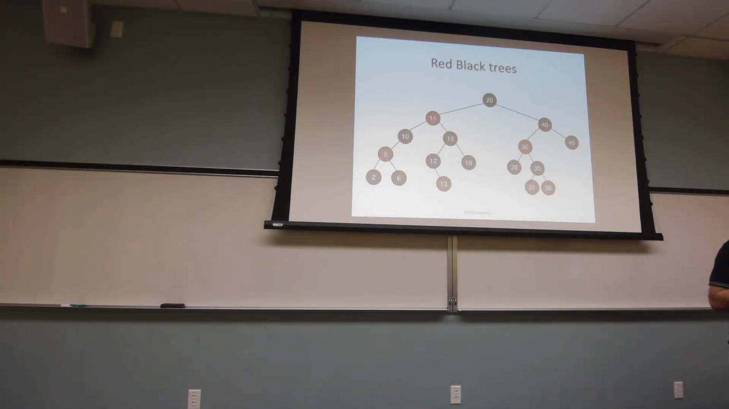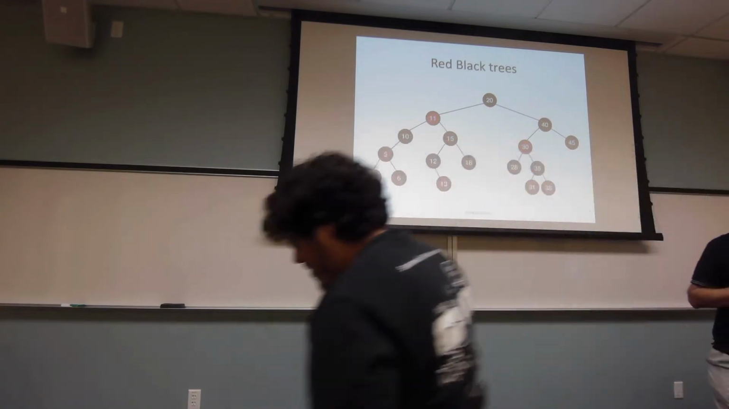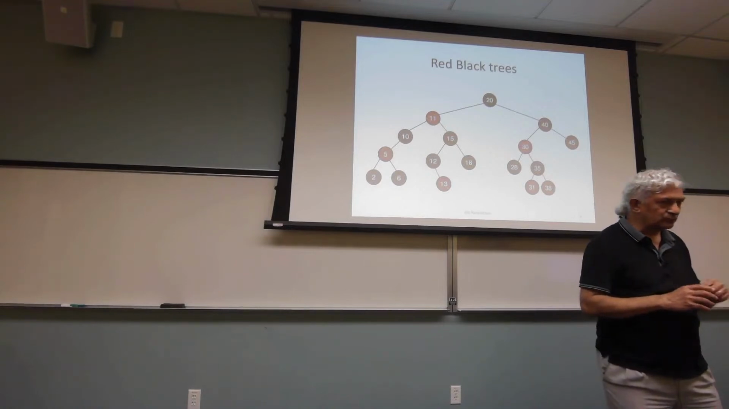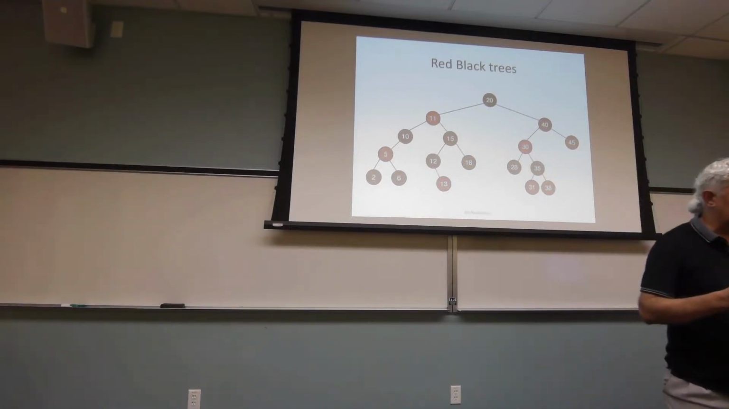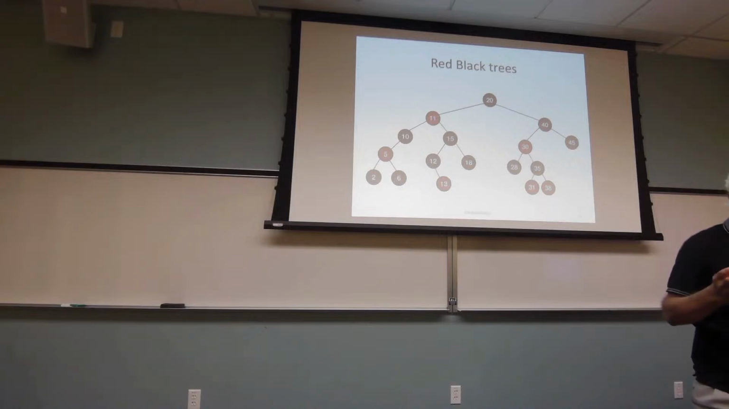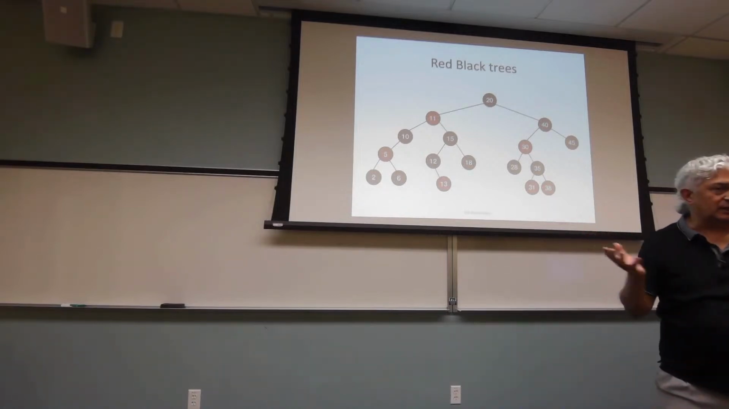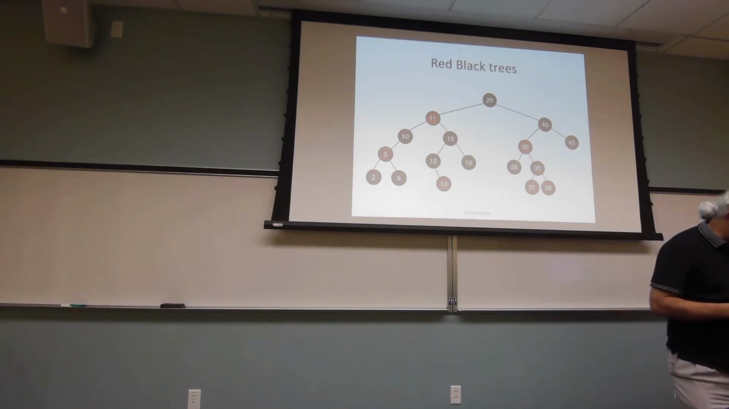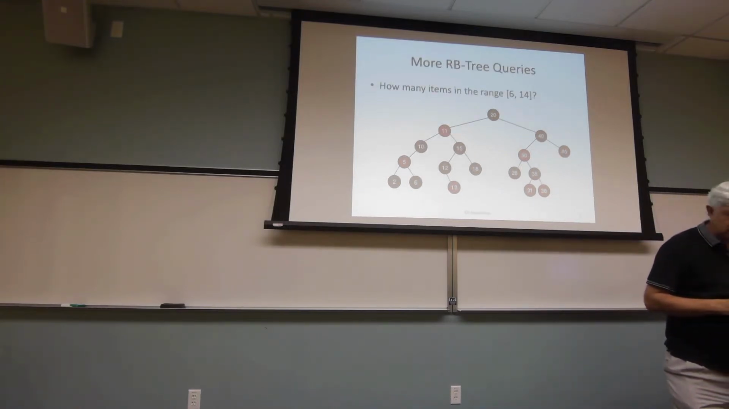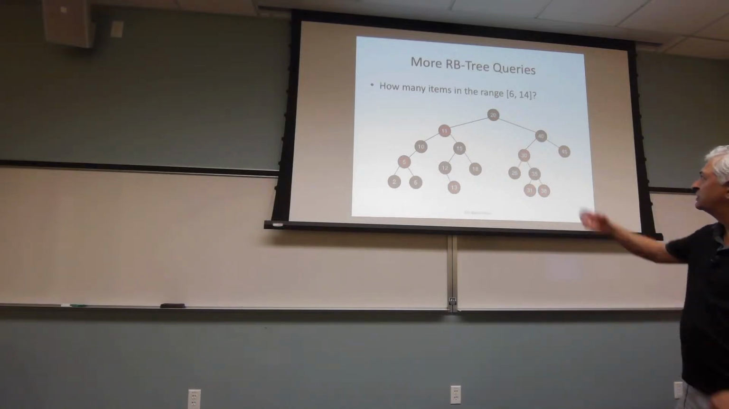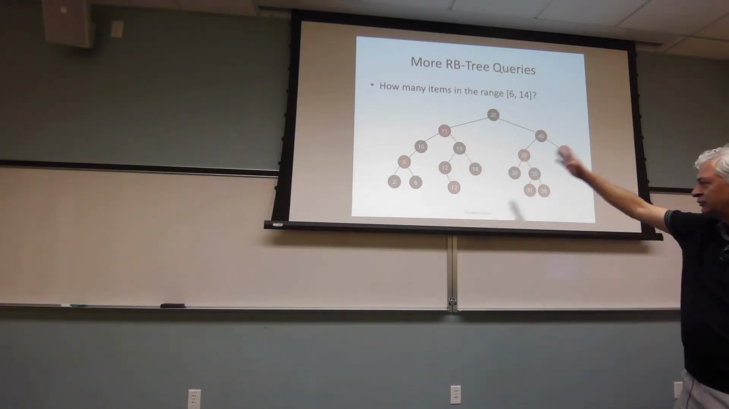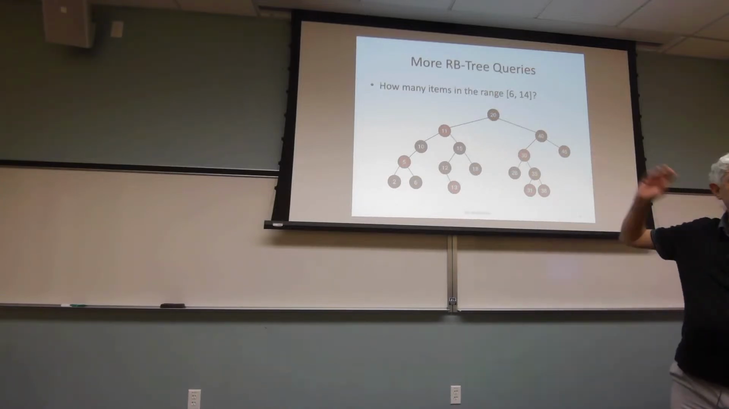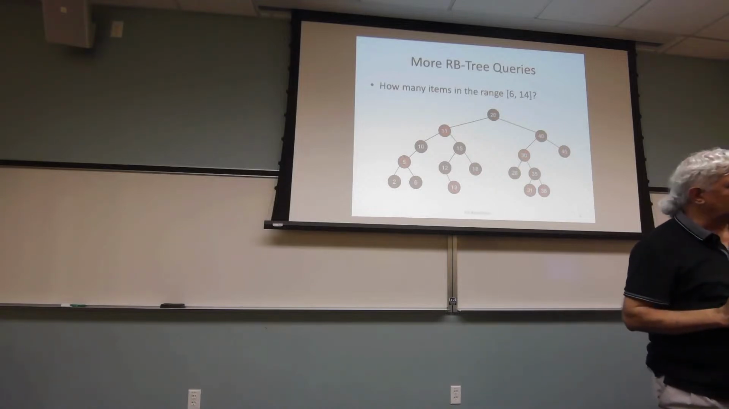So now we are ready to look at some additional problems where we want to say, given that we now have this nice data structure that allows us to insert, delete, and search in log n time, what other operations can I perform with this? That's the question we're trying to ask. And that brings us to some simple queries, such as the following. I have this red-black tree. Now I'm going to ask you the question, how many items in this tree are between 6 and 14?